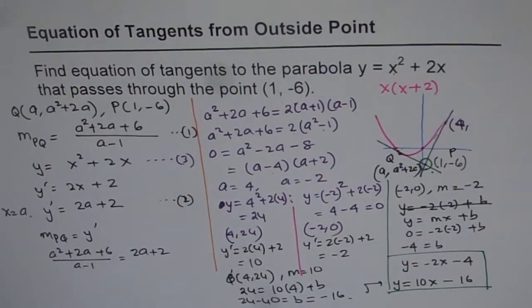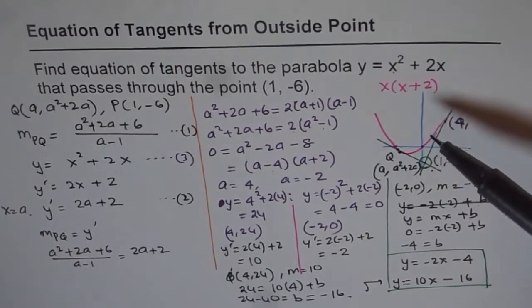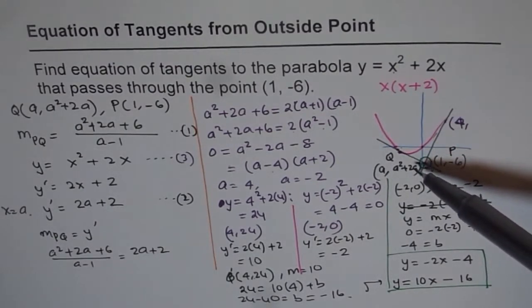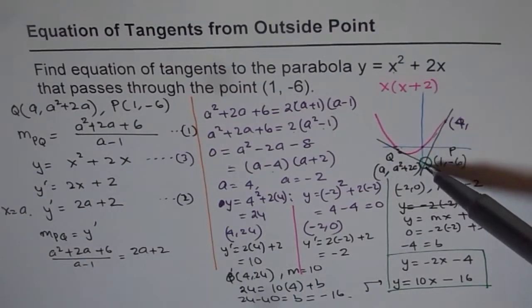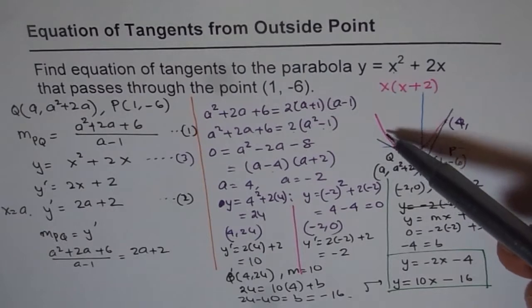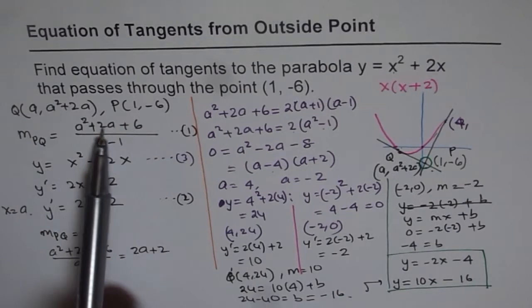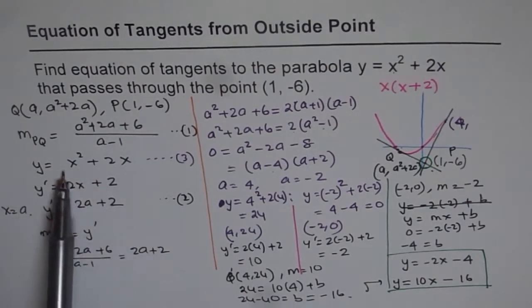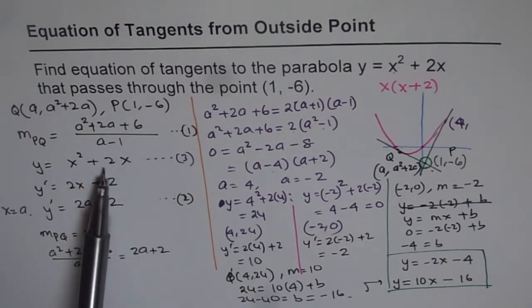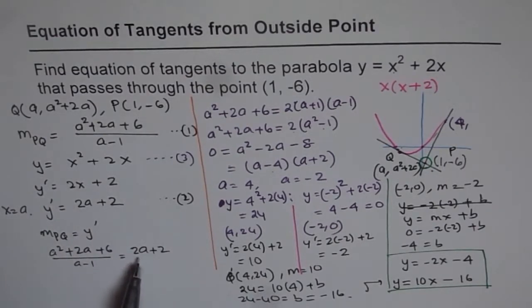So let's go through this process once again. Now what we did here was that we assumed the point with x = a on the curve, where from the external point we form a tangent to the curve. Then the slope will be (y2 - y1) divided by (x2 - x1). So that is one slope. Second, we know the derivative of a function gives you the slope. At a, the derivative will be 2a + 2. Then you equate these two slopes and find the point a.